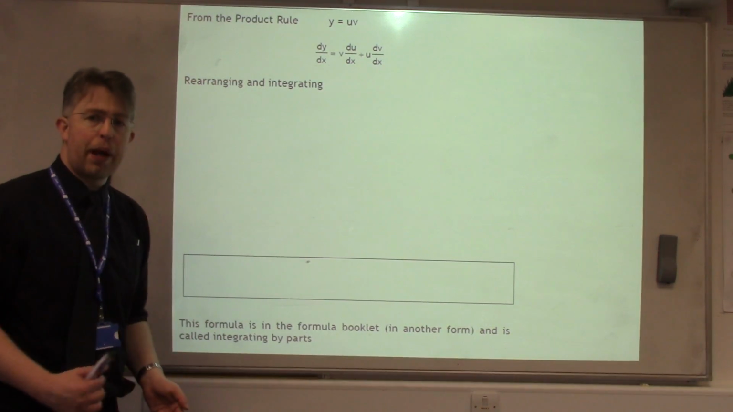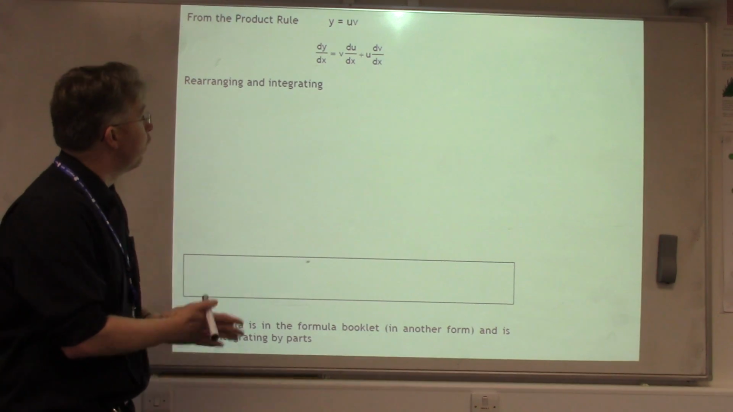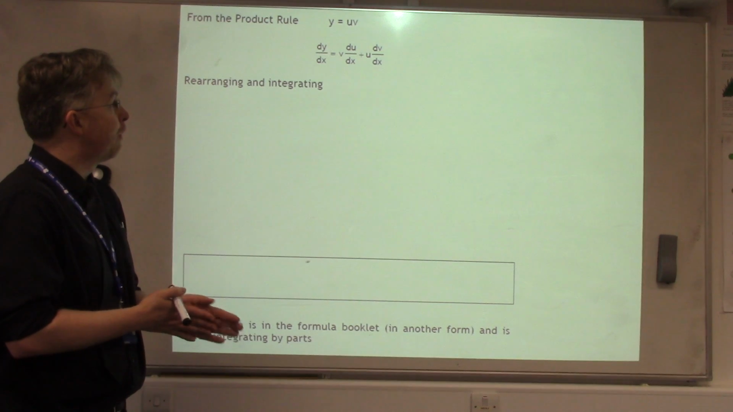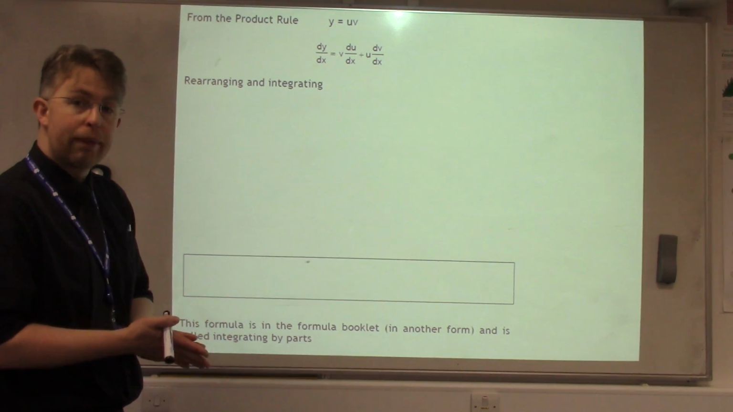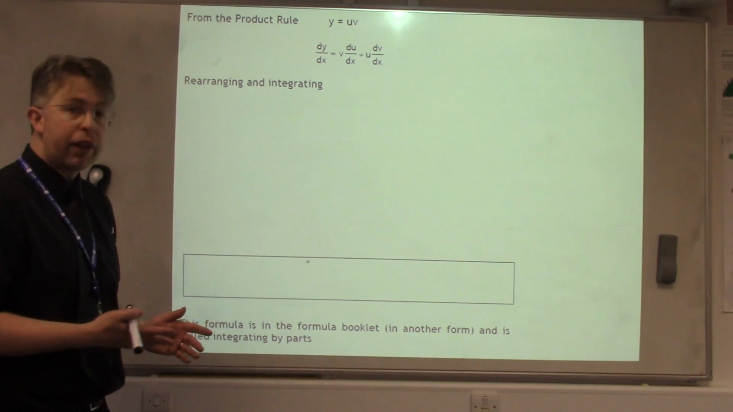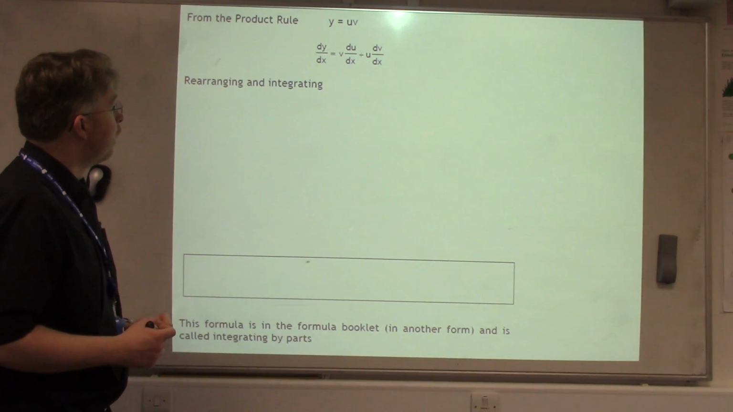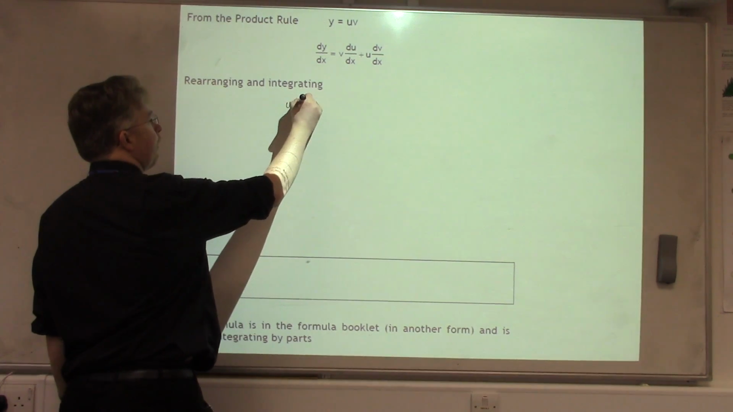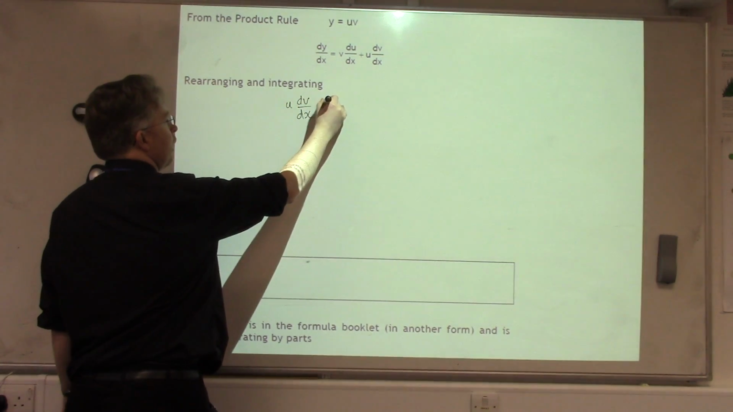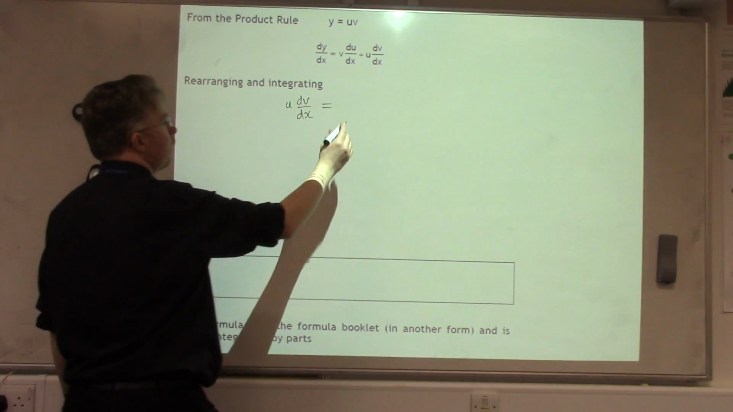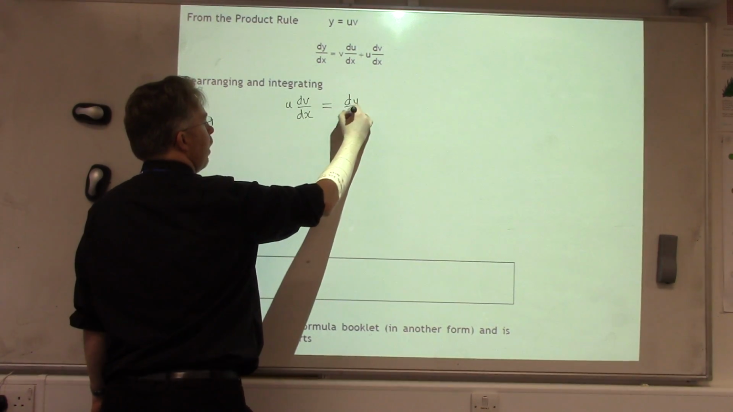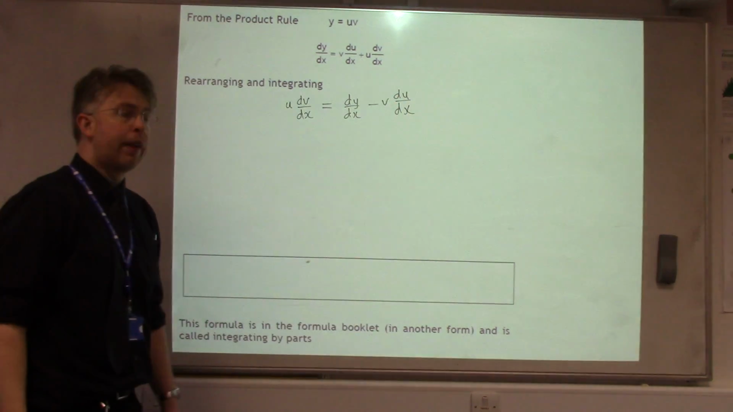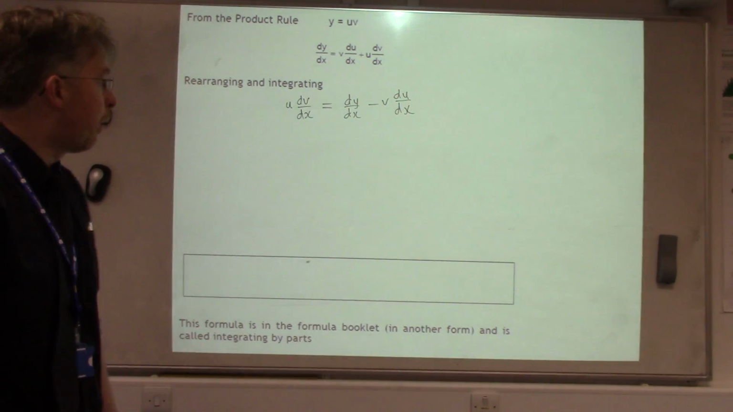So the integration by parts formula comes from the product rule. The product rule is: y equals u times v, dy by dx equals v times du by dx plus u times dv by dx. So we're going to rearrange that and integrate it. We have u dv by dx equals dy by dx minus v times du by dx, by taking v du by dx from both sides.